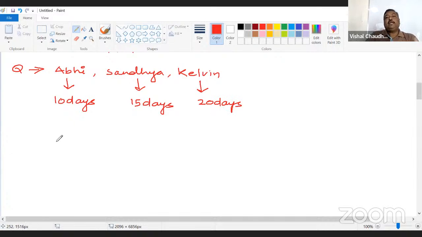Now, there will be different conditions asked. All three start the work. After 2 days, Abhi leaves the job, and Sandhya and Kelvin complete the job. In how many days will they be able to do it? Or Sandhya and Abhi start the work. After 5 days, Kelvin joins them. So in how many days will the work be completed?